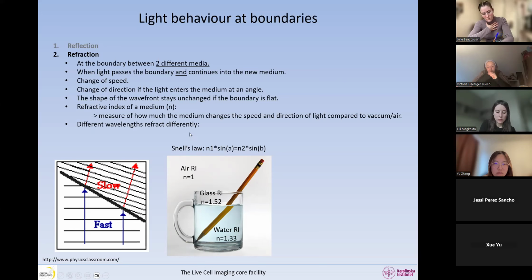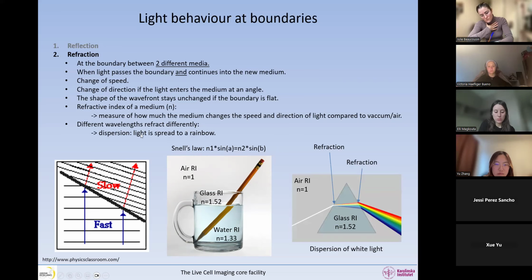So different wavelengths refract differently as well. So it's not just light comes in and then it changes. It depends on its wavelength. So this leads to dispersion. Dispersion is when the light is spread to a rainbow, like this. So here we have the refractive index 1. Here we have refractive index 1.52 because this is a glass prism. And when the white light comes in, so white light has many wavelengths, it is spread because of this boundary. And then when it exits, it's spread again so we get a big rainbow. This is dispersion of white light.